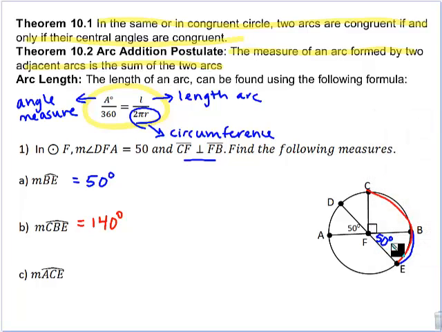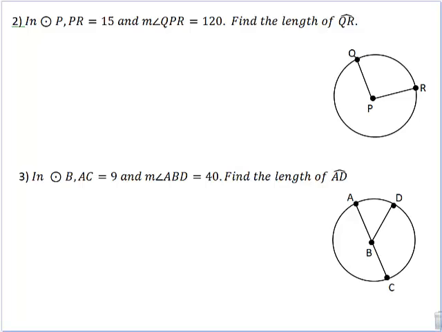And then the measure of arc ACE. Yep, it'd be 180 plus 50. 180 because AB is a diameter, so it's a semicircle. So that gives us 180, and then we had to go 50 more. So 180 plus 50 is 230 degrees. Is that okay? Make sense? All right. Let's look at the next examples.